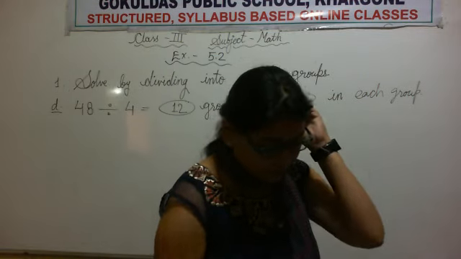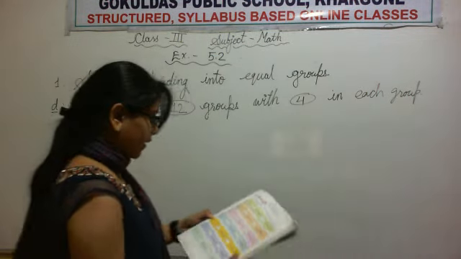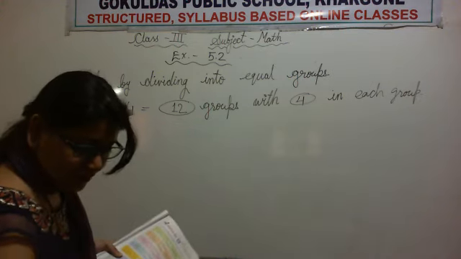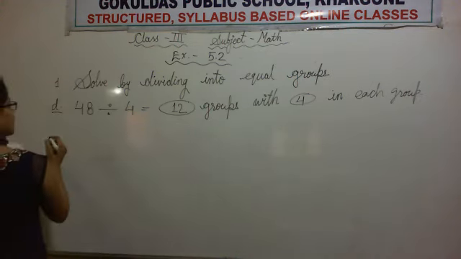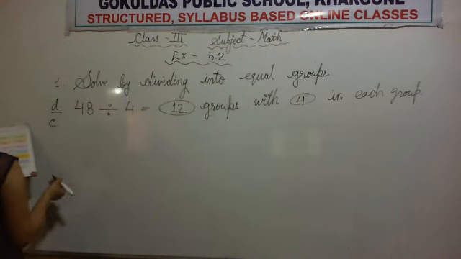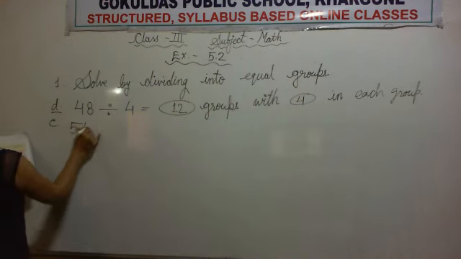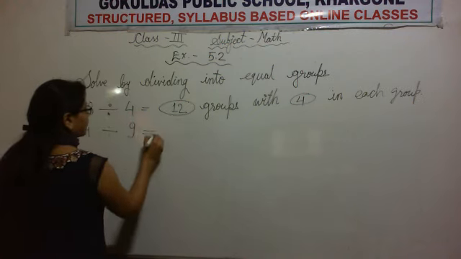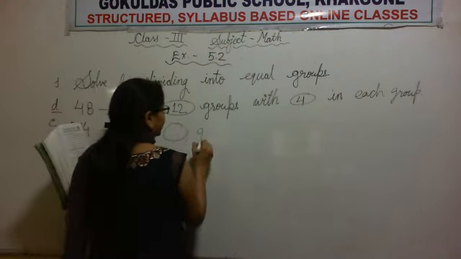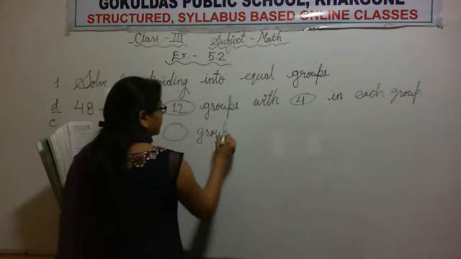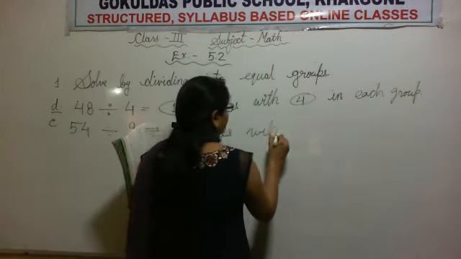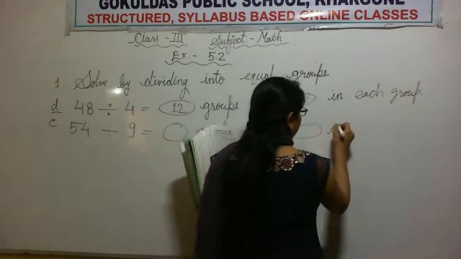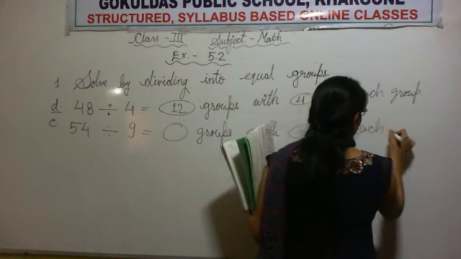Now, question E. Blank divided by blank is equals to blank groups with blank in each group.